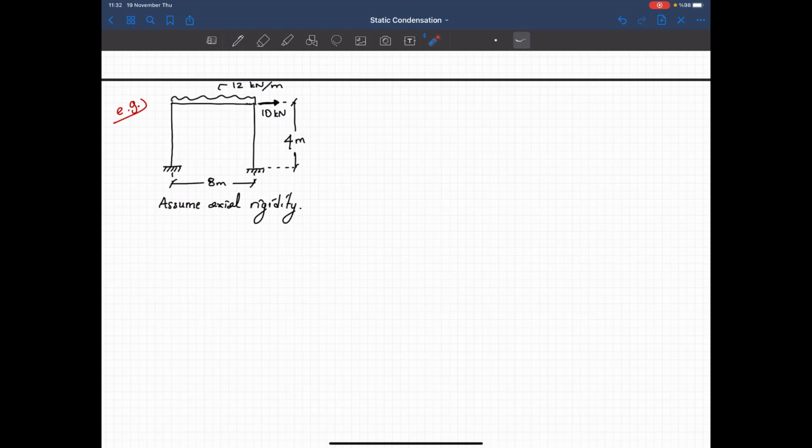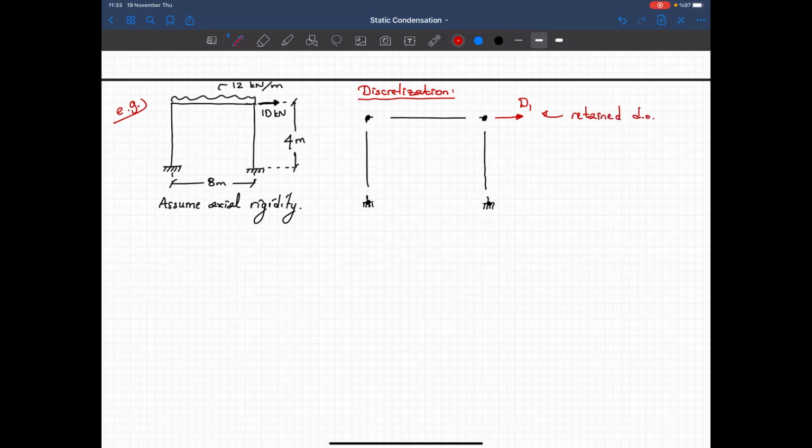So let's see. Now I will do the discretization. That's the discrete structure. These are the nodes. Now, what I want to calculate is the resistance of this structure to translation in the horizontal direction. So that, I will call D1. That's the retained degree of freedom. But in addition to that, I have a rotational degree of freedom here, D2, and a rotational degree of freedom here, D3, okay? So these 2 degrees of freedom will be the condensed degrees of freedom.